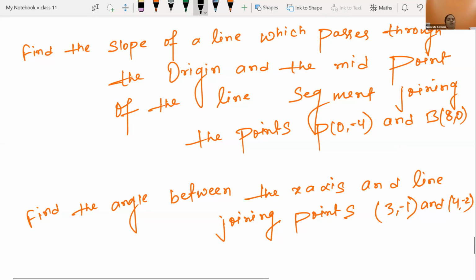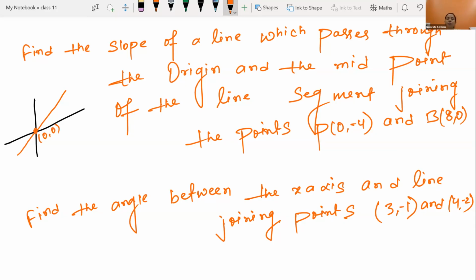Find the slope of a line which passes through the origin. A line passing through the origin means it is telling us that you can take one of the points as 0, 0. As you already know, if you want to find the slope of a line, you can take any 2 points lying on that line. If the origin is lying on that line, then you can take the origin as well. Are you getting it?